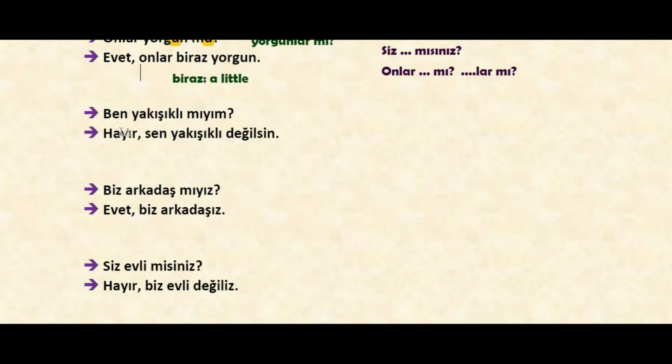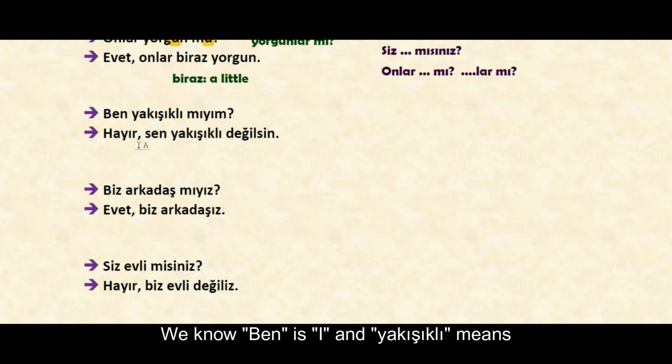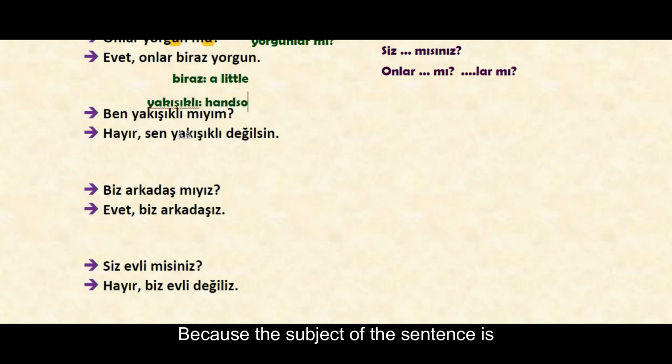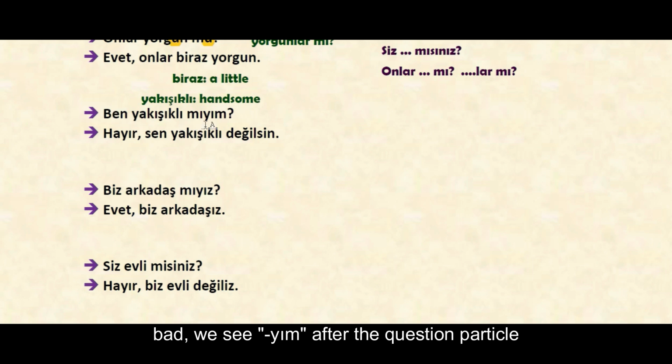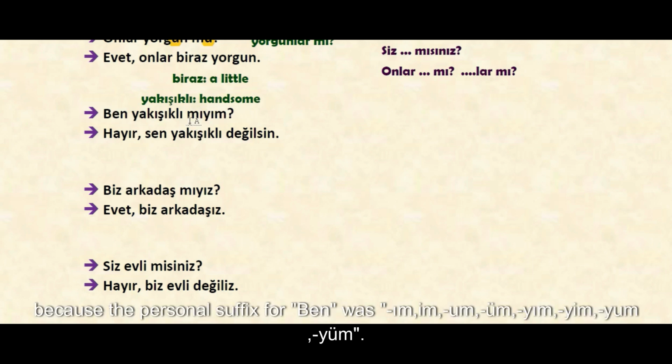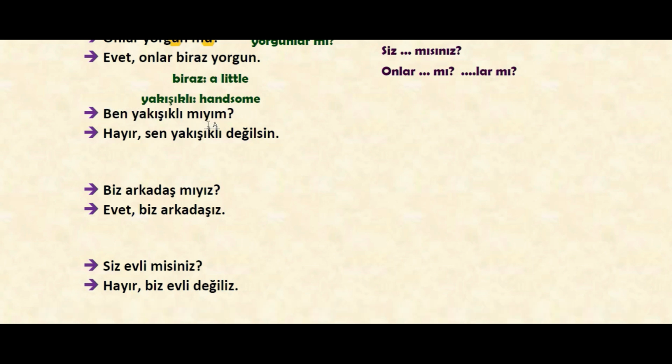Ben yakışıklı mıyım? Hayır, sen yakışıklı değilsin. So, we know Ben is I and yakışıklı means handsome, like a good looking person. Because the subject of this sentence is Ben, we see yım after the question particle, because the personal suffix for Ben was im, yim, yum.